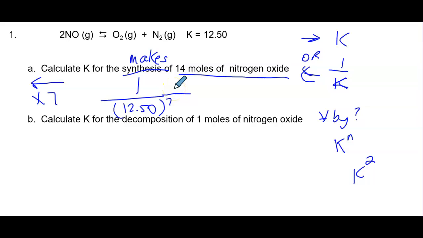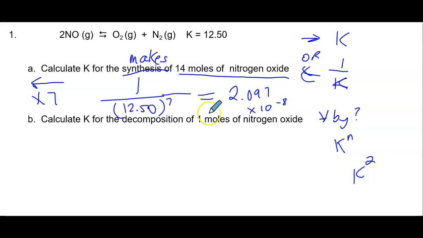So on my calculator, I'm going to take 12.50 caret to the 7th power, or some of you might have a y to the x key. And then I'm going to hit my reciprocal key, or inverse key, the 1 over x key, or x to the minus 1 key. And then I just need to put my calculator in scientific mode. And I get here 2.097 times 10 to the negative 8th for my K.